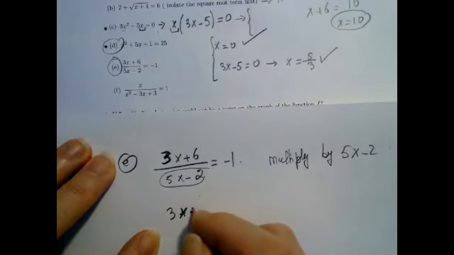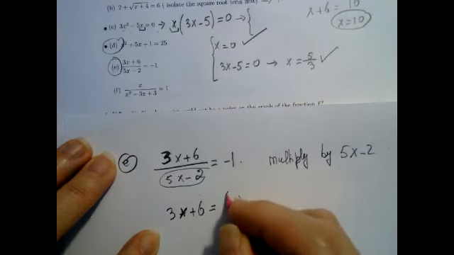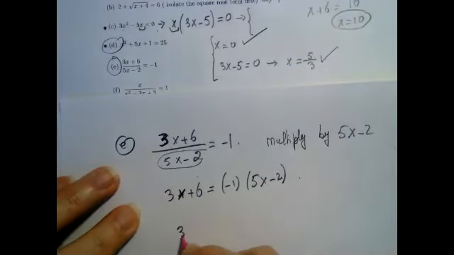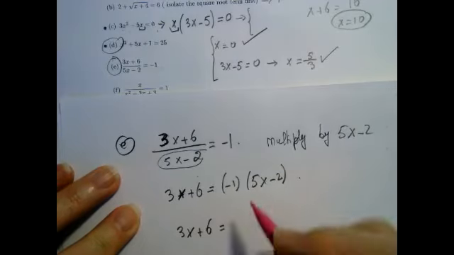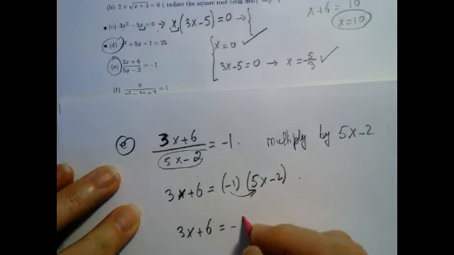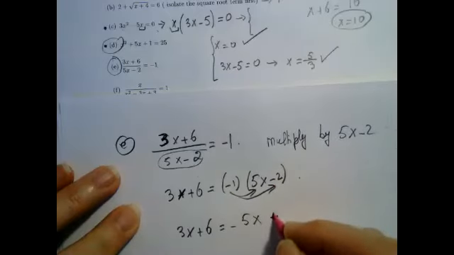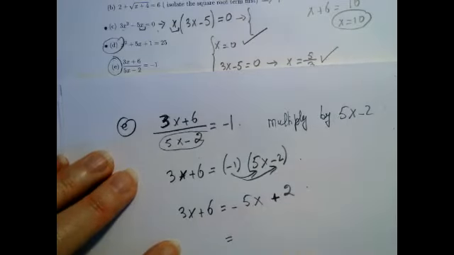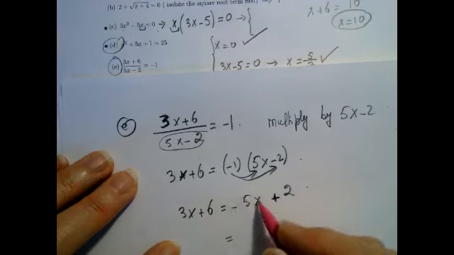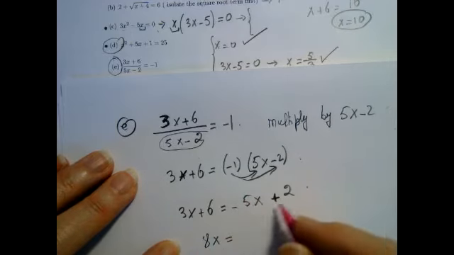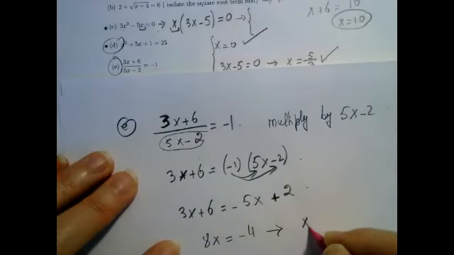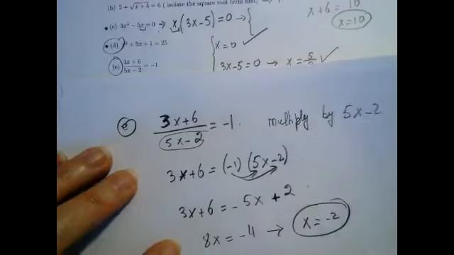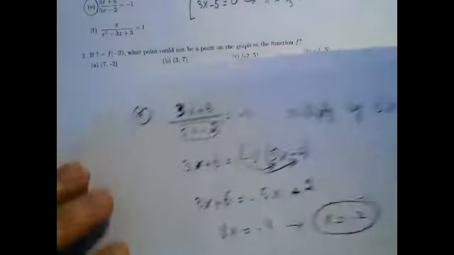So this will give me 3x plus 6 is minus 1 times 5x minus 2. And then the rest will be fairly simple as long as we distribute correctly. This would be minus 5x plus 2, and the power of x is 1. So we put the x's together and the constant terms together. This is going to give me 8x equal 2 minus 6, so x equal minus 2. And then you can plug it back into here and make sure you get a minus 1. So those are the basic equations that you are interested in.